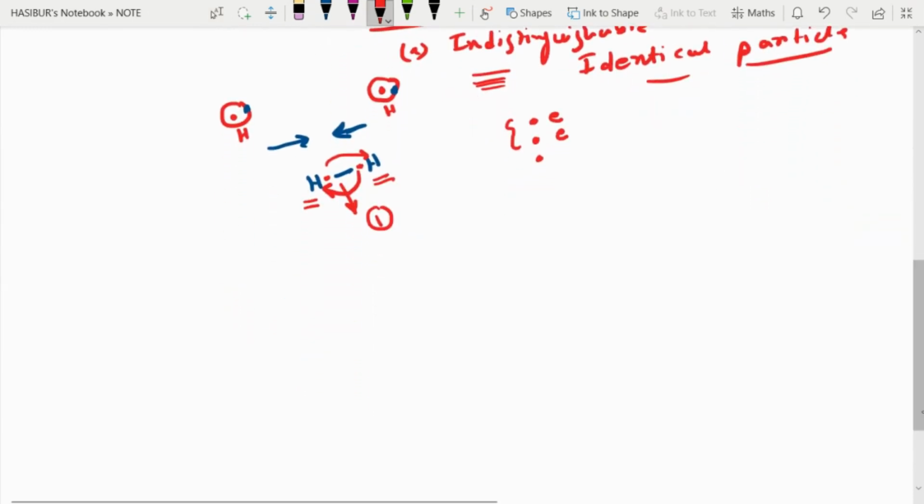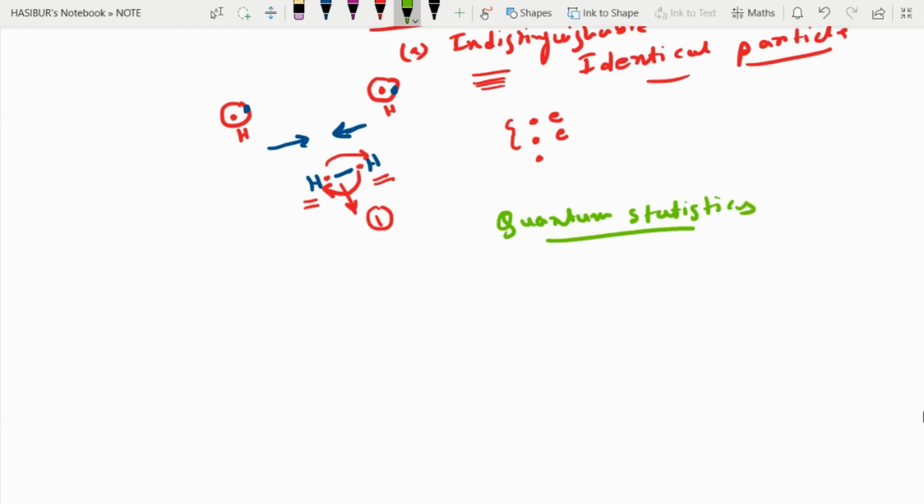So in quantum statistics, there are two classifications, two types of statistics. One is Bose-Einstein statistics, and another is Fermi-Dirac statistics.